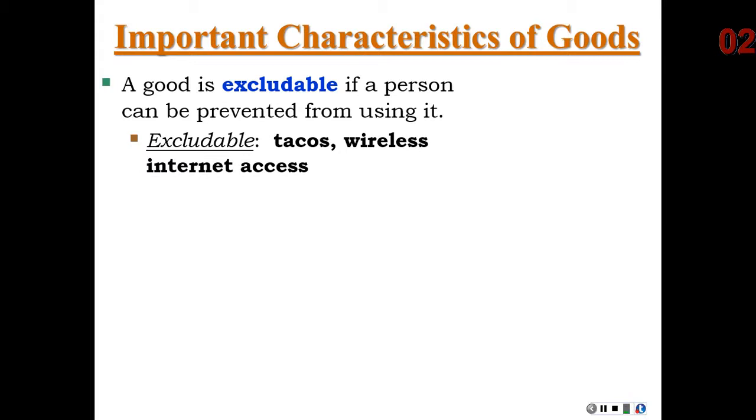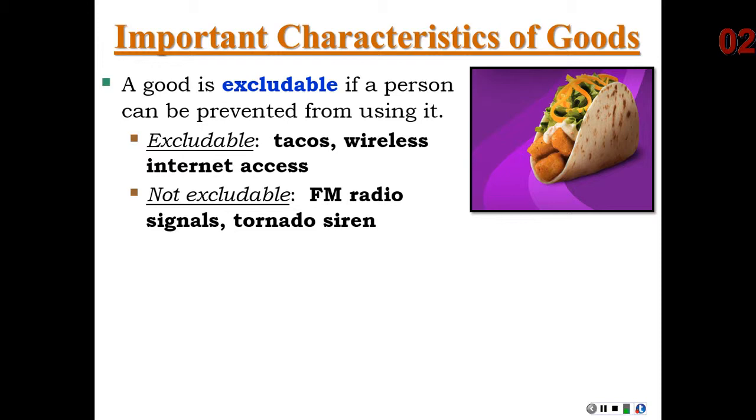Okay, so excludable, non-excludable. Again, things like FM radio signals and tornado sirens. These are things that are not excludable. FM radio signals are going out, and you can just tune your radio to it. There's no excludability, even if you don't contribute to that radio station during their telethon or whatever. Same thing with the tornado siren.